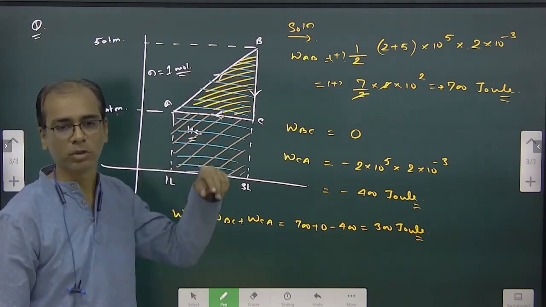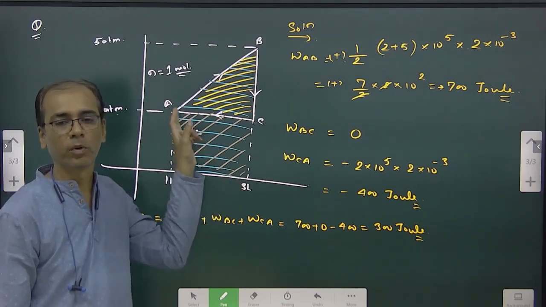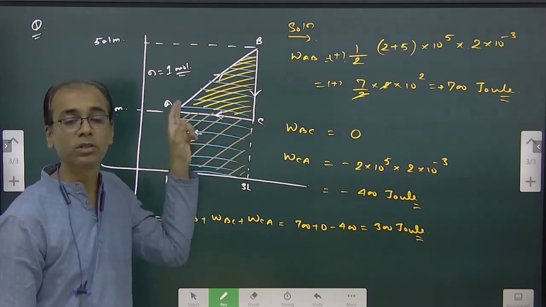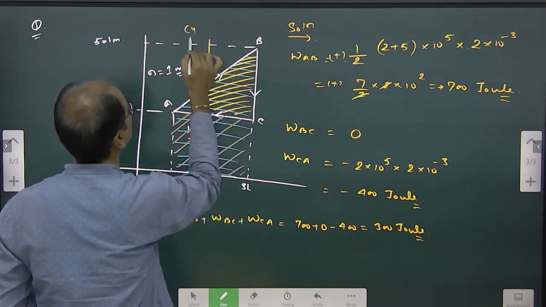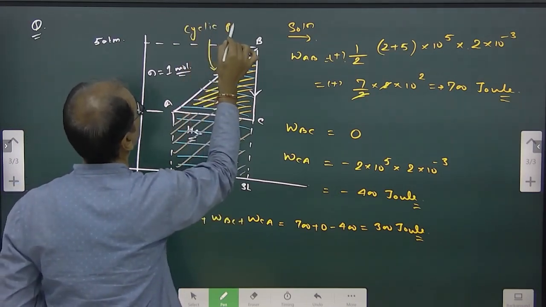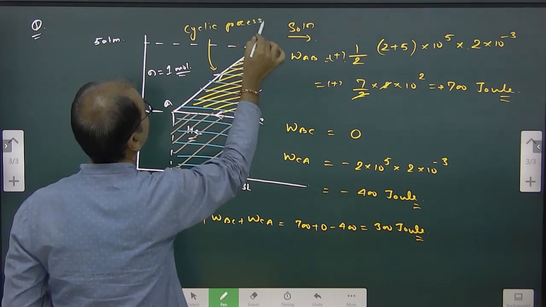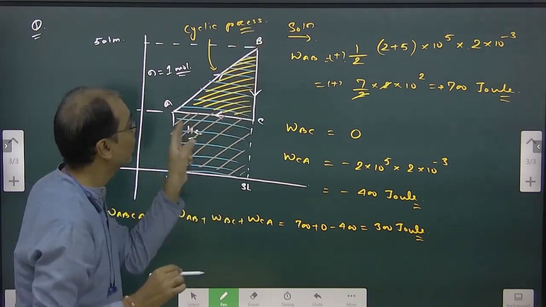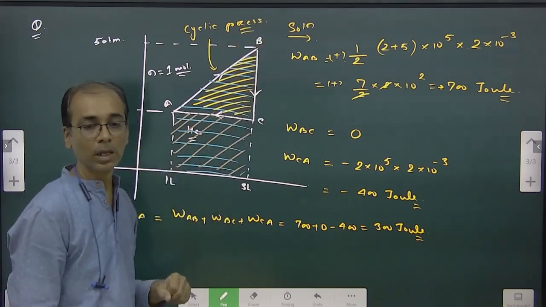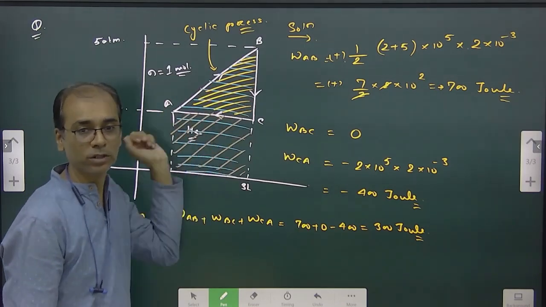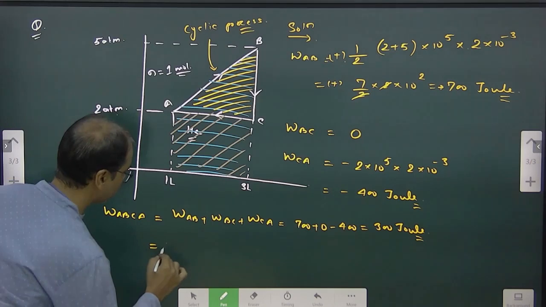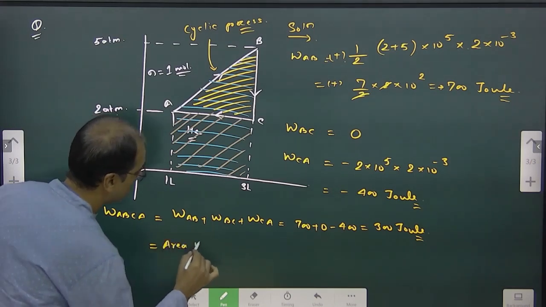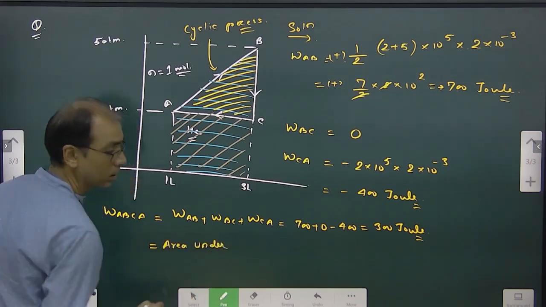This is called cyclic process. If you are starting from one point and you are returning back to the same point, this is called a cyclic process. What is this process? Cyclic process. And in cyclic process, what is work done? Area under the cycle. Understood? So I would say here, this is actually area within, not area below.